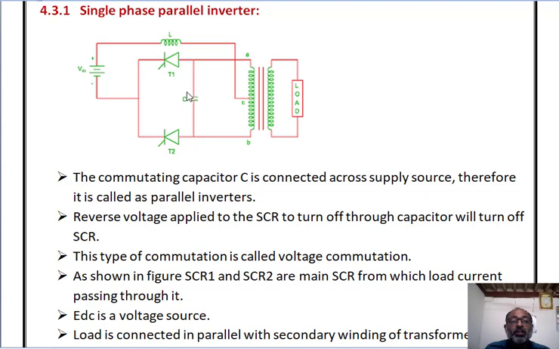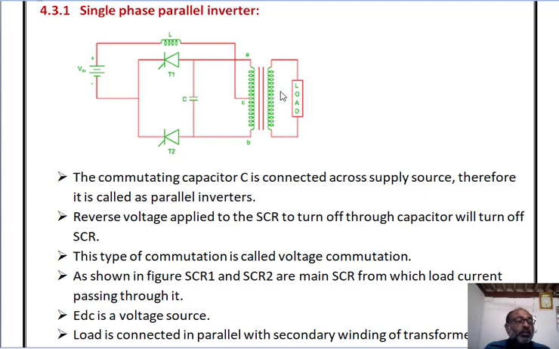As shown in this figure, SCR T1 and SCR T2 are the main SCRs through which the load current is passing. VDC is the supply voltage. The load is connected across the secondary winding of the transformer. Here you can see one inductor L is connected in series with the source, because it is used to prevent the instant discharge of this capacitor through the source.